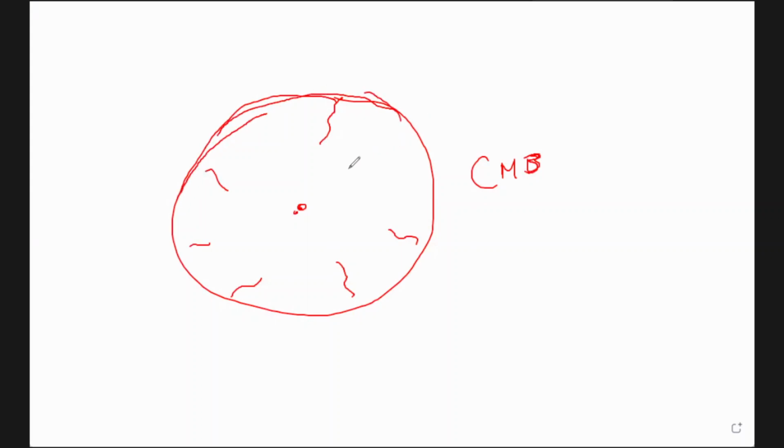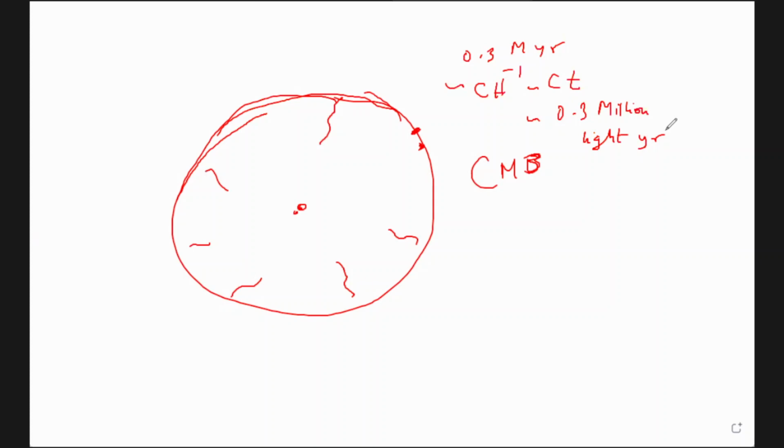Now, at what time was the CMB released? How old was the universe? 0.3 million years. Roughly, what was the horizon size at that time? CH inverse, which is almost CT. We have done it. So 0.3 million light years. Yes, roughly.